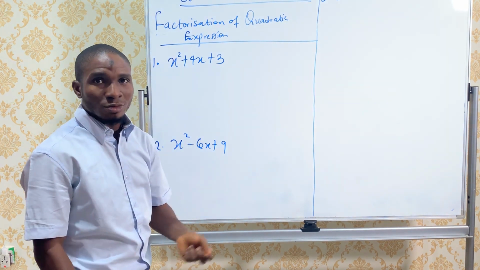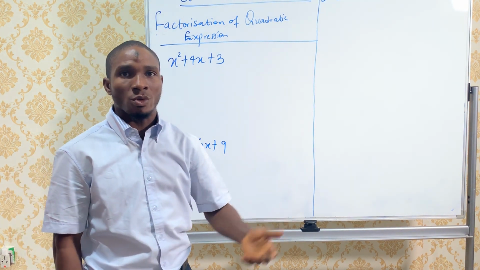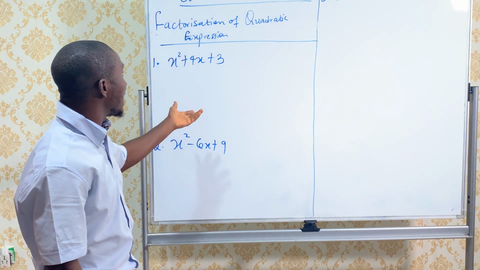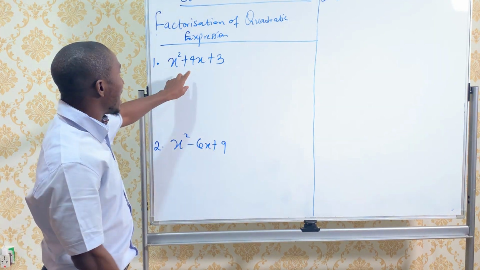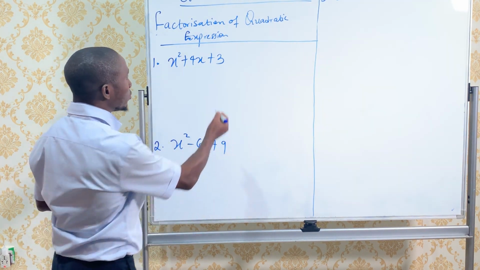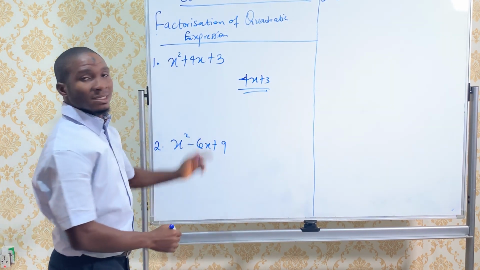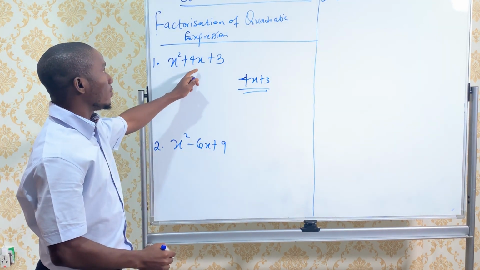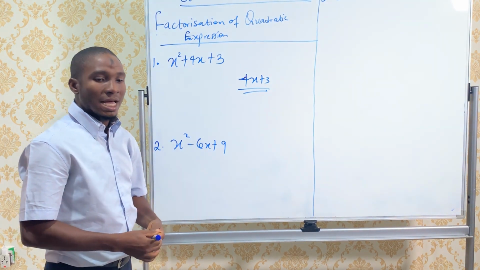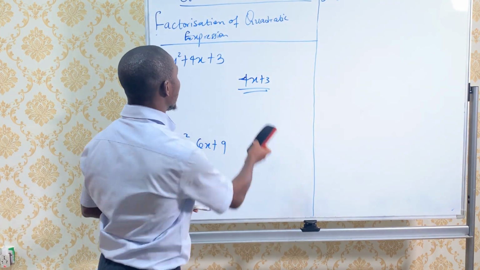In our previous class, we've already discovered what we mean by a linear equation. If it is a linear expression or linear equation, the highest power is going to be 1. For example, you have 4x plus 3. This is linear. Unlike this, where we have x squared plus 4x plus 3, and that is quadratic in nature.